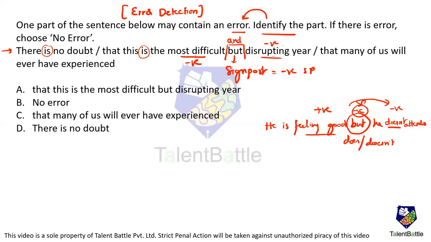But overall, there is in second part. Second part is in which option? Option A. So that says option A must be the answer that many of us will ever have experienced. So in the past, we did not experience this year bad things. Right, everybody? So that says option A must be the answer. So this is the error detection I did.